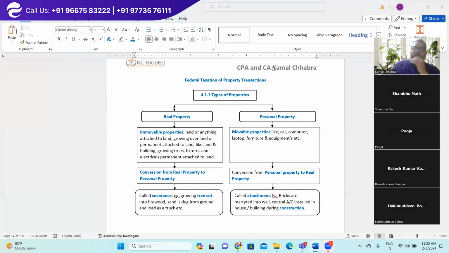So now, next question, for your understanding: is it possible to convert any real property into personal property? Question to you is, is it possible to convert real property to personal property? What do you think? Yes or no? Yes, sir. Yeah. Anyone else? Yes, sir.